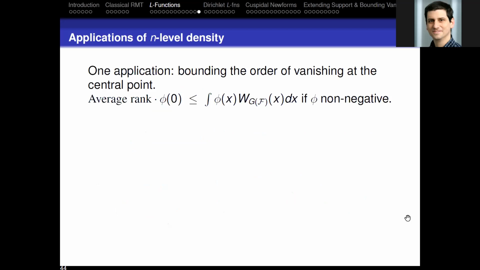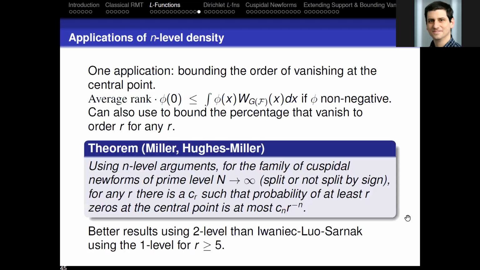So if we take phi to be an even Schwartz function that's non-negative, then if I throw away the contribution from all the zeros except the zero at the central point, I only make the sum over zeros smaller. And so you would get the average rank times phi of 0 is thus equal to the integral of phi times our density. And so if you use the higher level densities, you can get even better results.